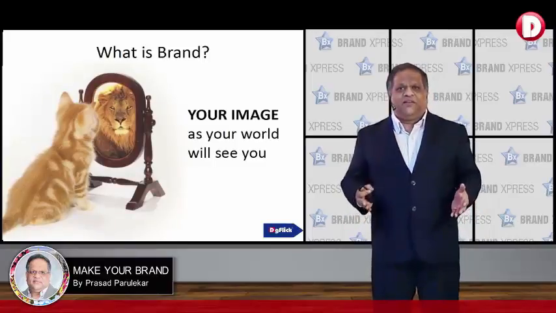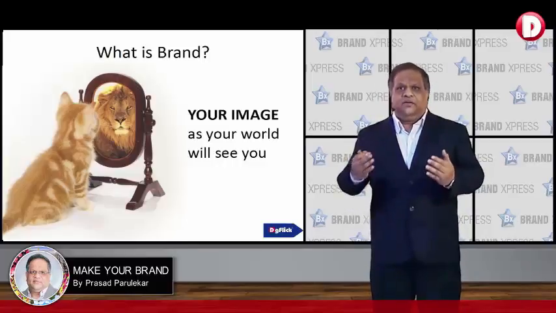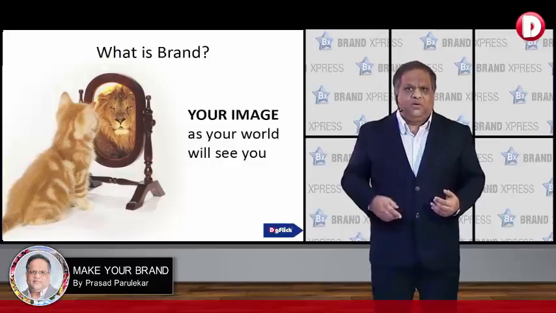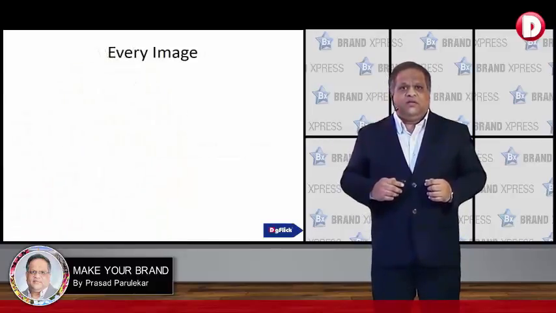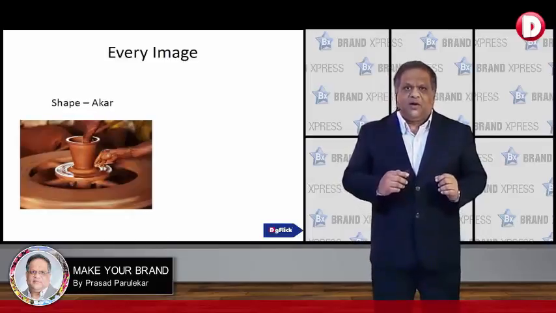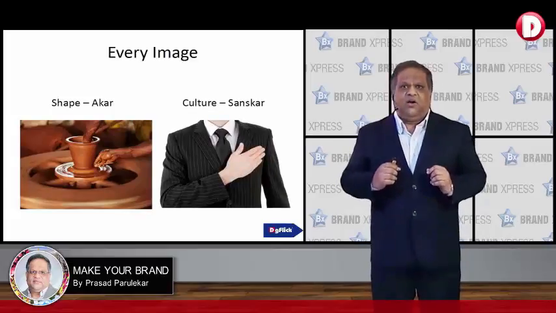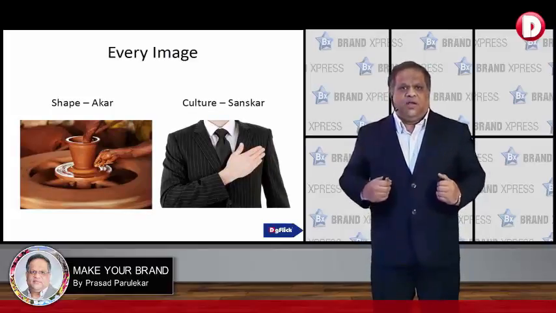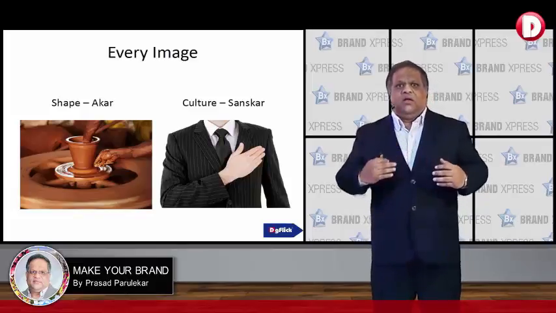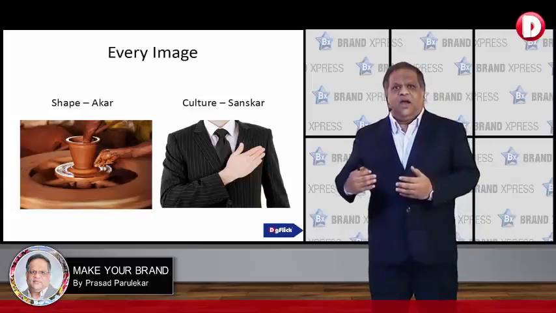Hey, that's complex, right? So let's make it simple. Let's understand the terminology of what is image, what is your world. So image is made up of two components. One, which is shape, I call it akar, and two, which is culture, I call it sanskar. As the human body is made up of sharir and atma, similarly, image is made up of akar and sanskar.